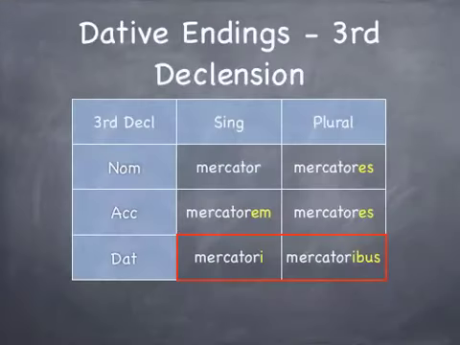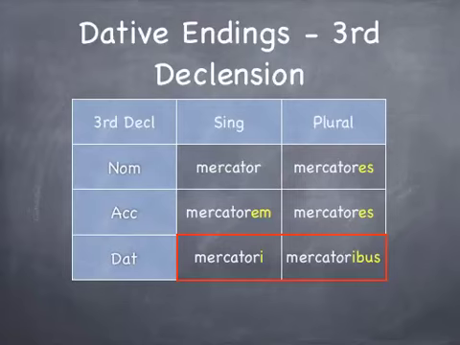And our third declension endings, well, third declension nouns can end in anything at all in the nominative. Mercator, canis, gladiator. Here I've just chosen mercator as an example. And the endings: mercator, mercatorem, mercatori, mercatores, mercatores, mercatoribus. So there's a few endings which you've got to be on the lookout for now, and you need to be able to spot them in a sentence.